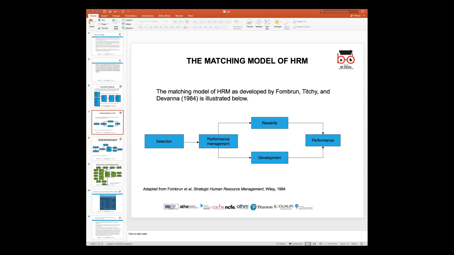Now, the matching model was developed by a couple of scholars, which included Fombrun, Tichy, and Devanna. This is also called the Michigan model, and they were from the Michigan Business School. So this model is also called the Michigan Business Model because they developed it while coming from the business school.